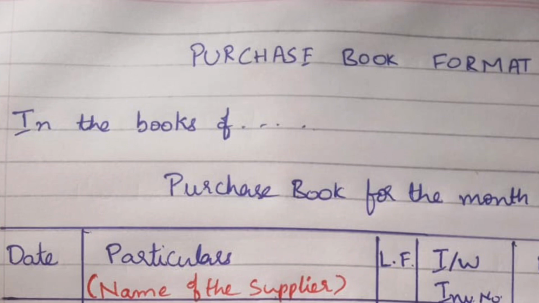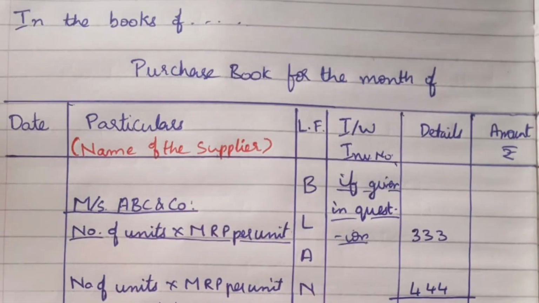Now next it will be purchase book for the month of, it may be sales book for the month of, sales return book for the month of, or purchase returns book for the month of. Please do not forget to write for the month of. Then purchase book, let me finish. Purchase book has in totality 6 columns.